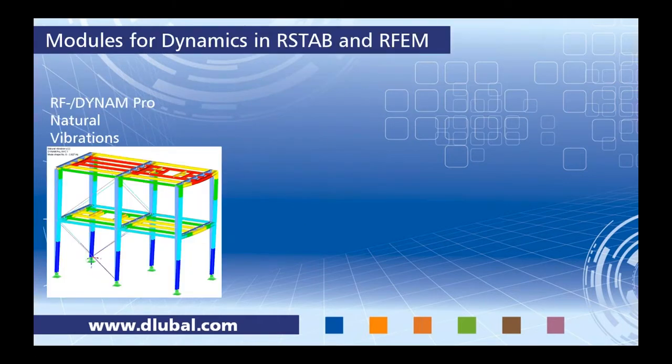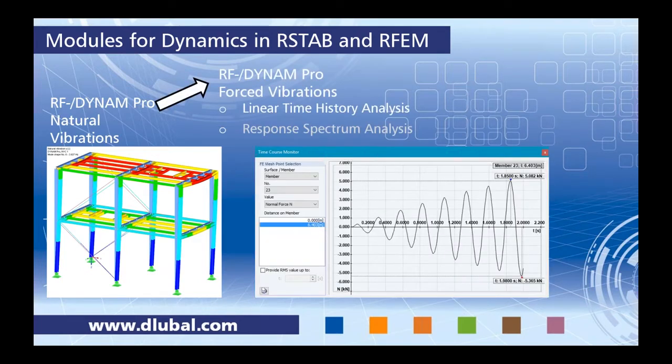So we have several modules when it comes to dynamics within our main programs RSTAB and RFEM. The first is DYNAM Pro Natural Vibrations. So this is a prerequisite for any of our other dynamic modules. We must determine what the natural mode shapes and frequencies of our structure are.